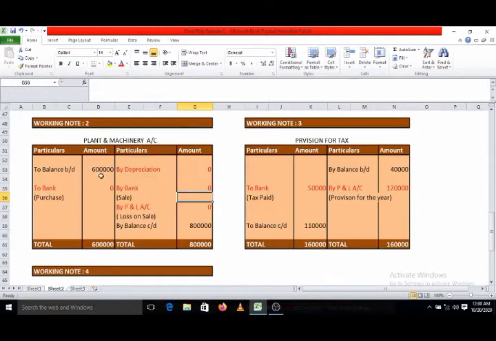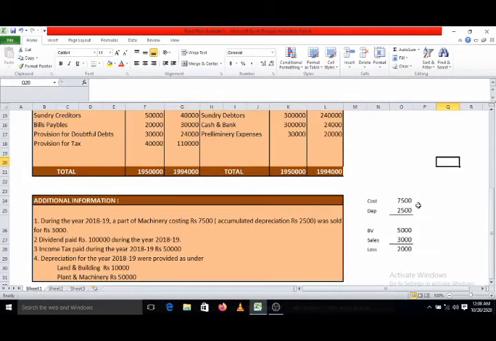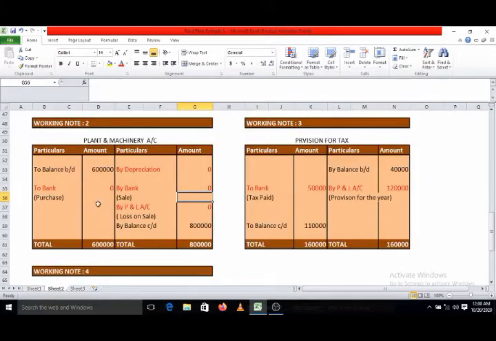There is an opening balance of 6 lakhs. So this book value of 5,000, original cost, somewhere it was purchased some 4, 5, 6 years ago at the price of rupees 7,500. Till then depreciation charged was rupees 2,500. Means today's book value is 5,000. So this 5,000 value is included in the opening balance. This 5,000 is a part of opening balance.